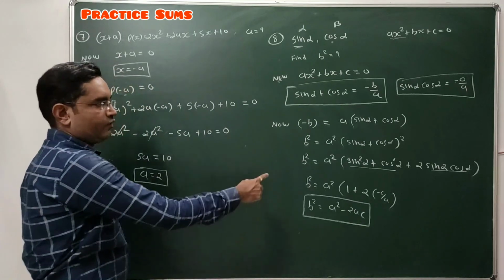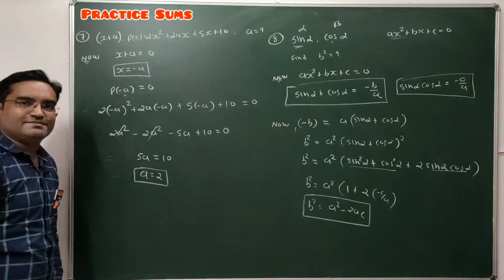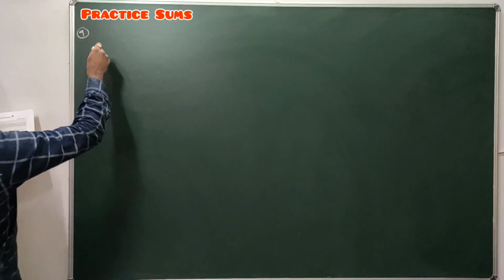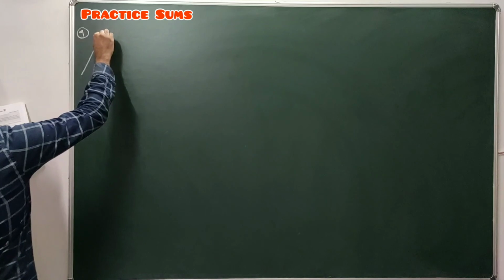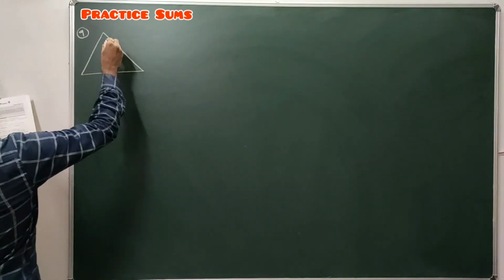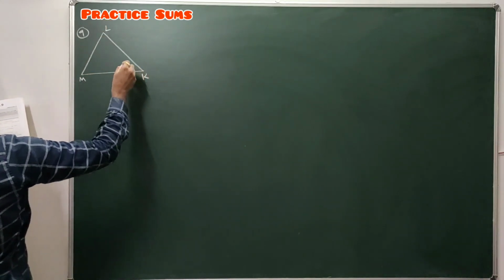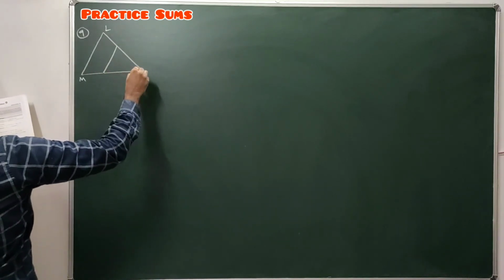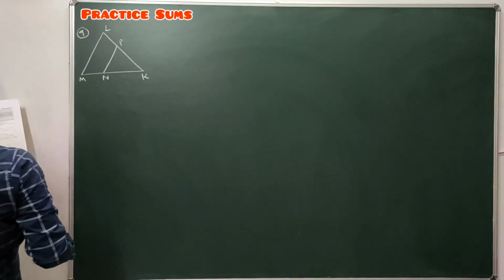Clear students? Very good question is there. Pause the video and share this question with your friends. Question number 9. So here the figure is given. In this given figure, this is L, M, K. Triangle is there. One more triangle, that is K, N, P. These two triangles are given.